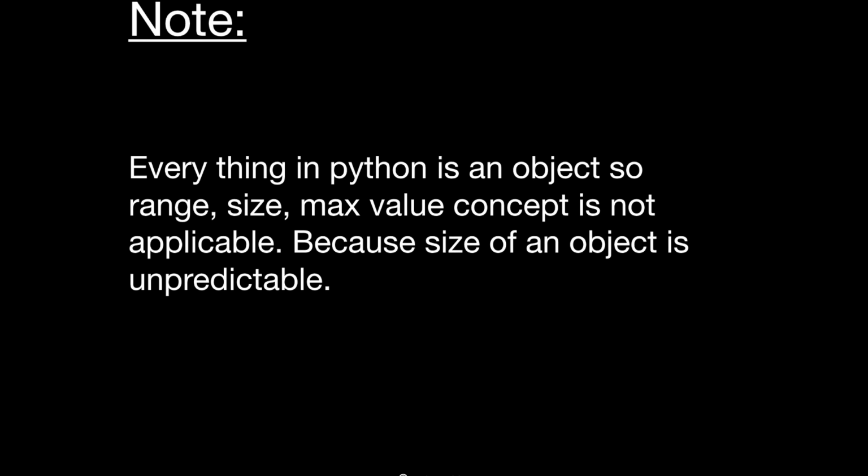Keep one thing in mind, that everything in Python is an object. So range, size, max value concept is not applicable, which is applicable in other languages like Java, C, C++, etc. There the range for int is different, floating point is different, and something like that. But in Python, everything is an object. So this range, etc. is not applicable here. Why? Because the size of an object is unpredictable. Okay? Alright.